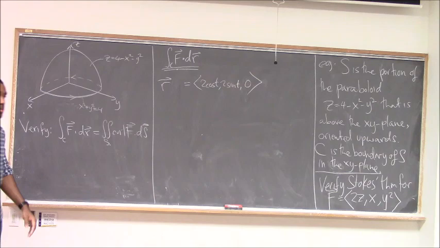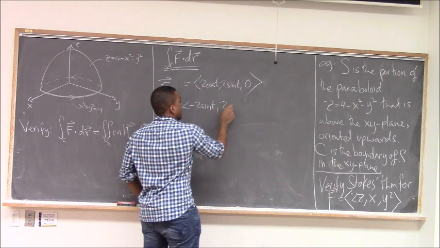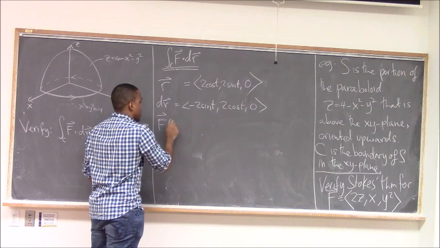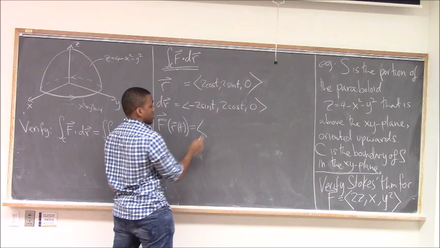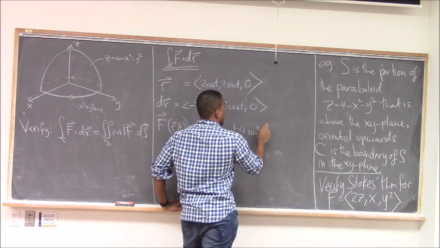Okay, so what's the next thing? dr, which is going to be... Next thing. F of r(t). What does that mean you do? You plug in this x, y, z into that. So that would give us what? 0, 4, 2 cosine 2, 4 sine squared. And what's the next? Just dot f with dr. You dot product this with this.